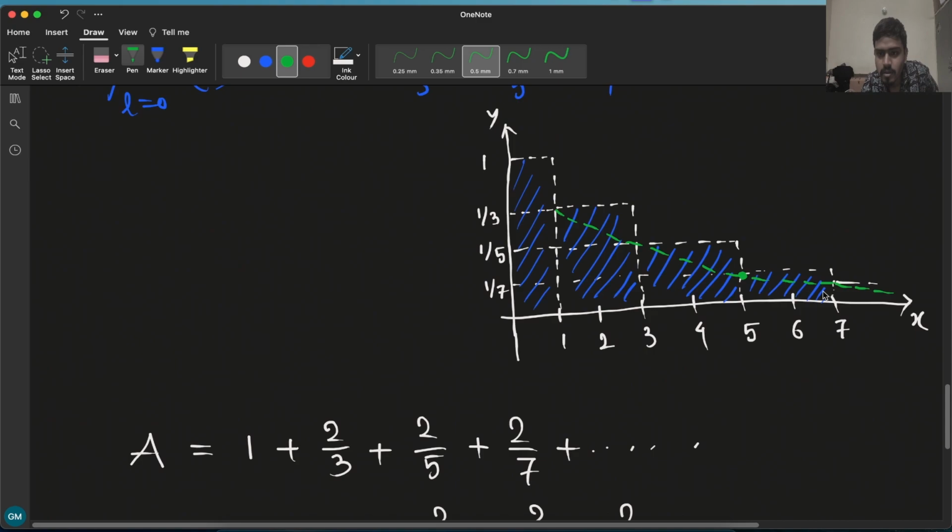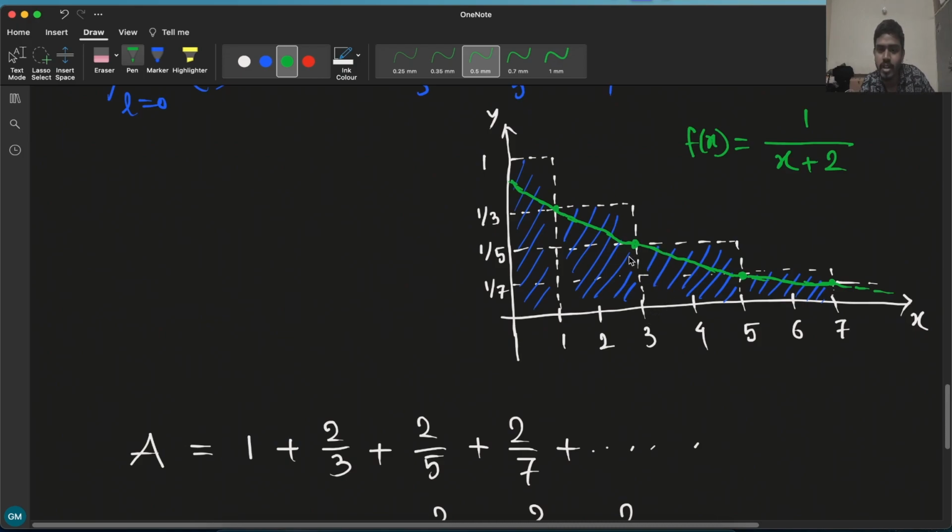It passes through these points. So at x equals 1, its value is 1 by 3, at x equals 3, its value is 1 by 5, and so on. So what will be the functional value then? Let me call it f(x). So what will be f(x)? If I write it as 1 by x plus 2, then you can see that it satisfies these points.